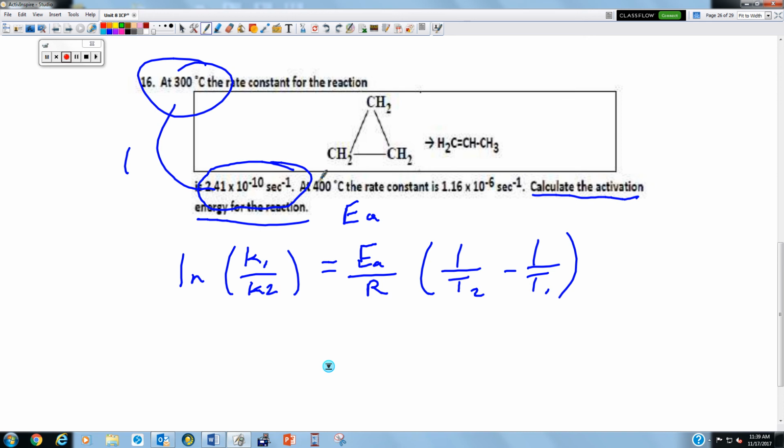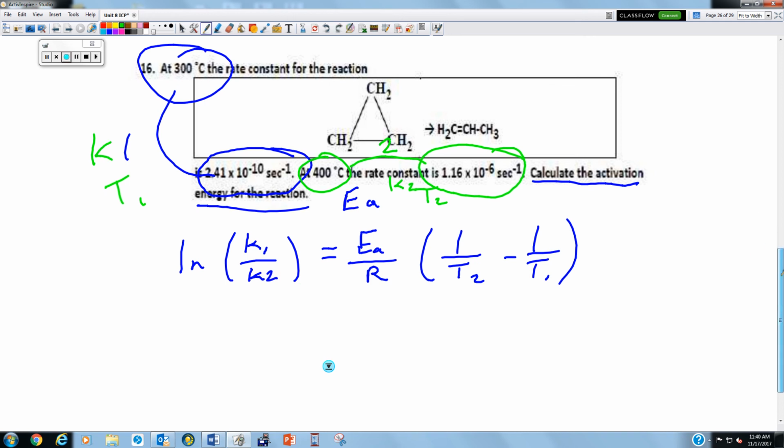So change colors. 400 degrees and 1.16 times 10 to the negative 6, we will call our 2. So this is our K1 and T1. This is our K2 and T2. So let's go ahead and plug these numbers into the equation.